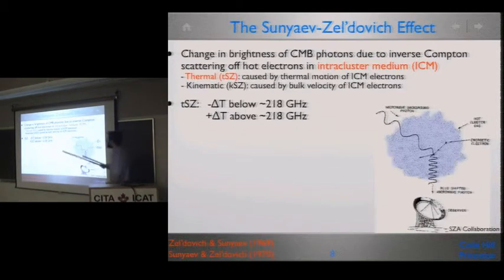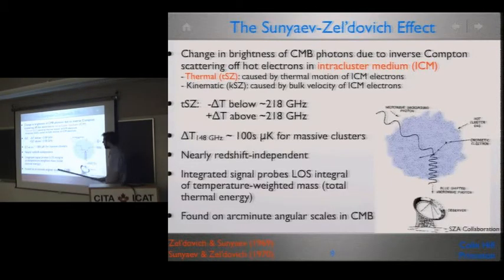There's really two components. There's the thermal SZ, which is just due to the thermal motion of the ICM electrons. They're at a high temperature in this plasma. And then there's also a kinetic or kinematic SZ component, which is due to the bulk velocity of the electrons. But I'm not going to talk about KSZ today. This talk is only about thermal SZ.